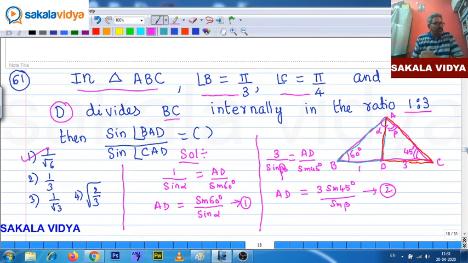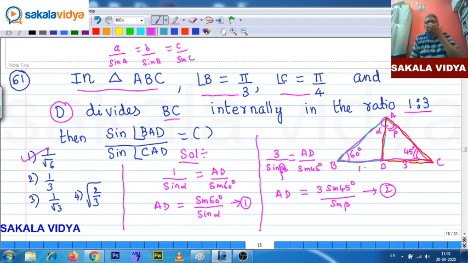First check this step, all of you. Very simple. I have used this formula: a by sin A equal to b by sin B equal to c by sin C.